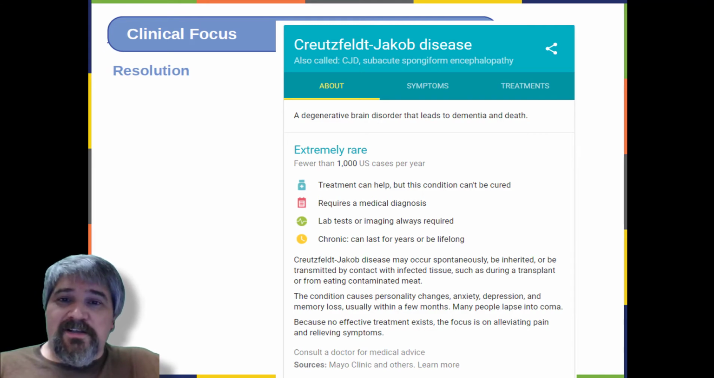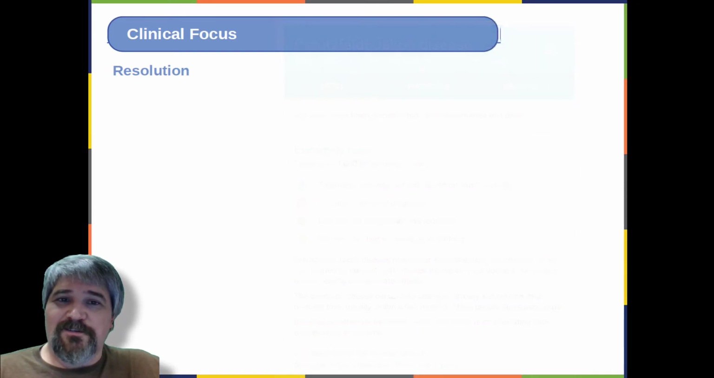Unfortunately for Cora, CJD is a fatal disease for which there is no approved treatment. Approximately 90% of patients die within 1 year of diagnosis. Her doctors focus on limiting her pain and cognitive symptoms as her disease progresses. 8 months later, Cora dies. Her CJD diagnosis is confirmed with a brain autopsy.